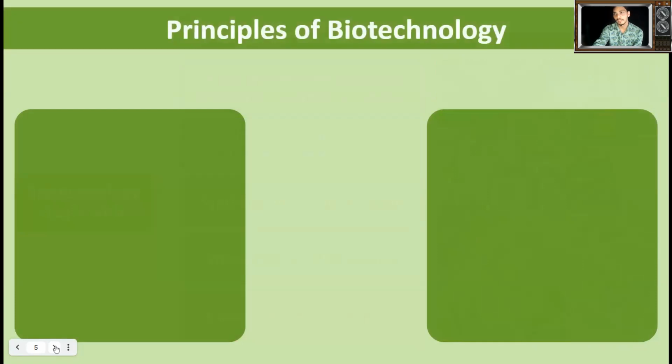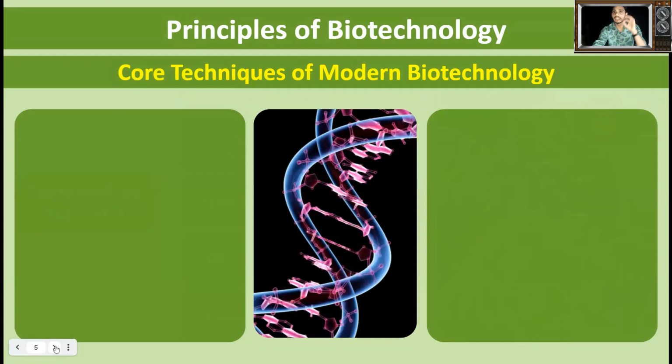Now let's study the principles of biotechnology. Here, this is the most important part that I'm going to talk about. The core techniques of modern biotechnology depend on the principles of biotechnology. What is the first? It is genetic engineering. The word itself states it. Genetic engineering means what? We are changing something, we are making alterations, we are making changes with genetics. That is why it's called genetic engineering.